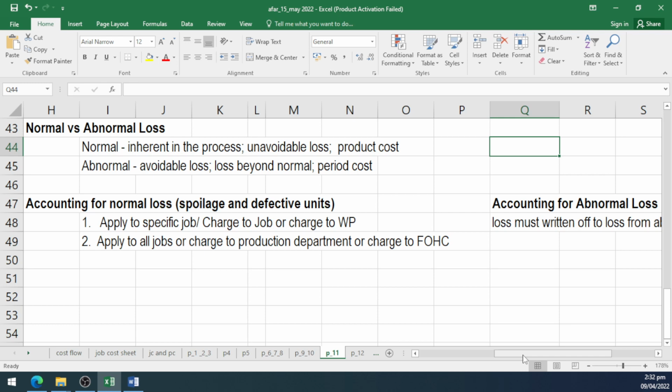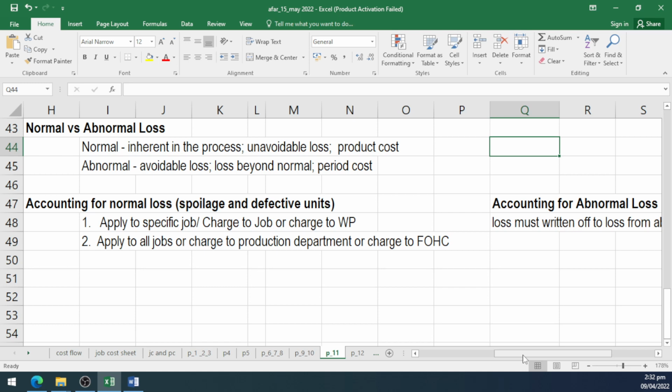Now, if the spoilage or the rework is common to all jobs, ibig sabihin, it normally happens to all jobs. Lahat ng gagawing jobs, magkakaroon ng ganito. Ibig sabihin nun, ladies and gentlemen, sa ating predetermined overhead rate, meron ng estimate, may allowance doon for spoilage and for the rework. So when it happens, i-charge sa factory overhead control, not to work in process. The reason, naka-apply na yun sa work in process nung nirecord natin yung applied overhead eh.